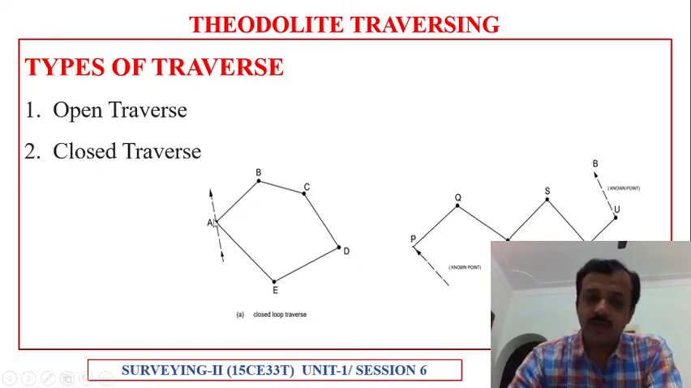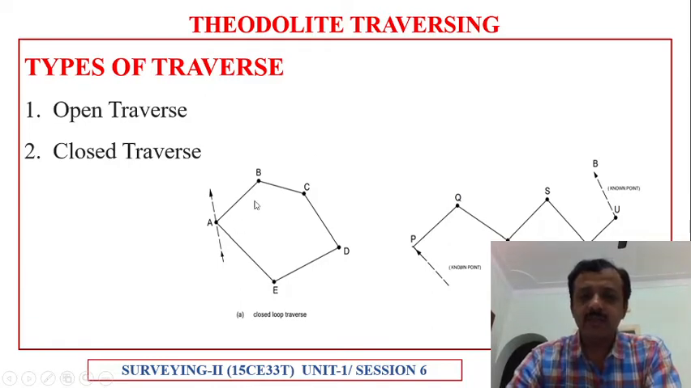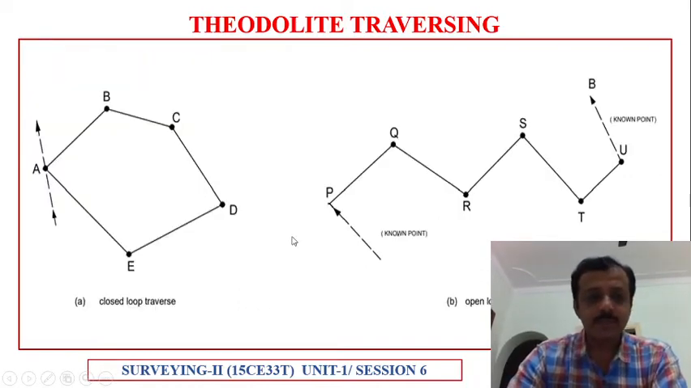Closed traverse is suitable when you want to find the area of a particular boundary, or take the details of that boundary, then I go for a closed traverse along the boundary. Sometimes if I want to take the very fine details of a particular area, then also I can go for closed traverse. This is the difference between open traverse and closed traverse.